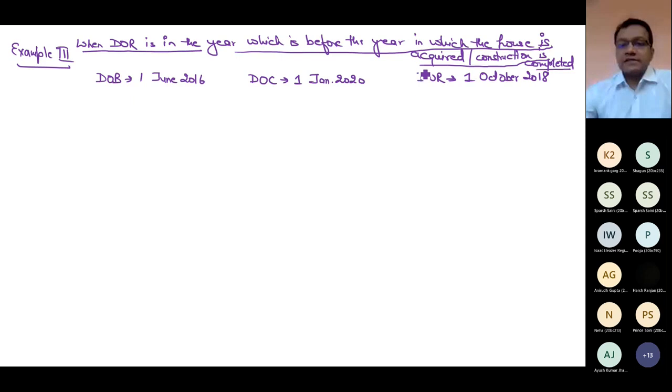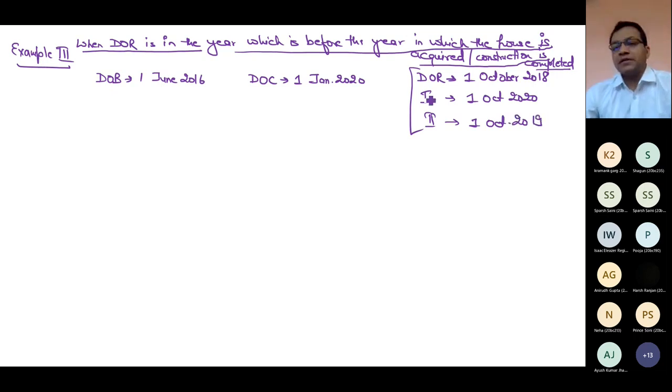So I have changed these dates. In my example 1, the date of repayment was 1st October 20. In my example 2, the date of repayment was 1st October 19. And now in my example 3, the date of repayment is 1st October 18. So technically I have covered all the cases with this.